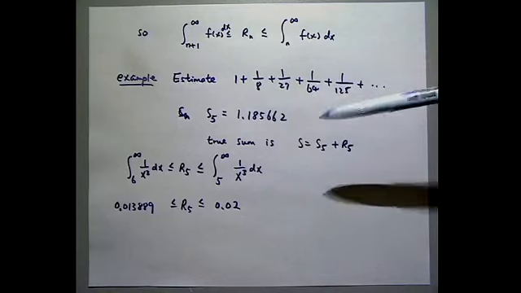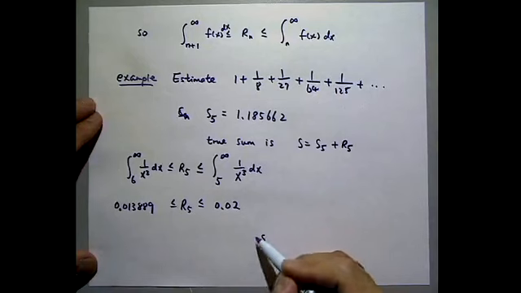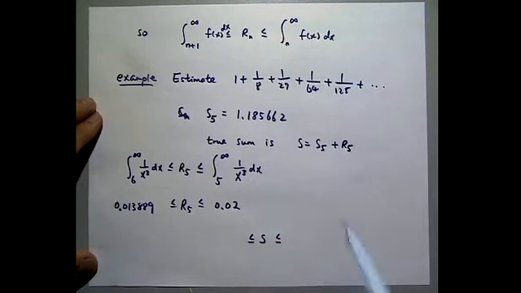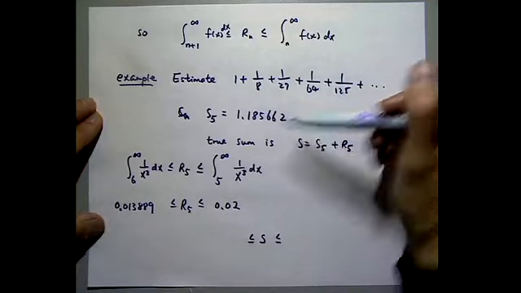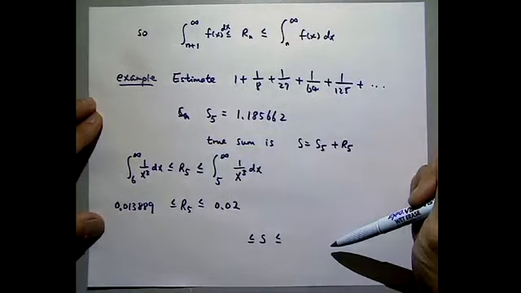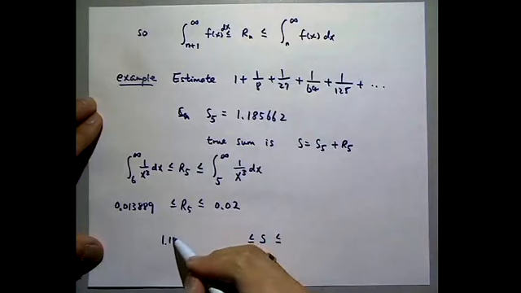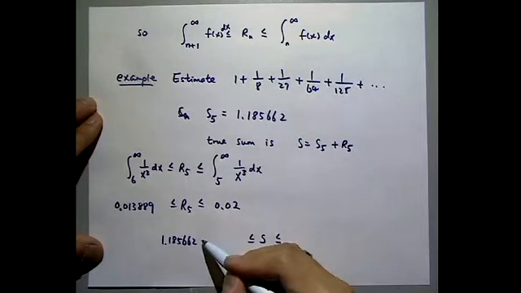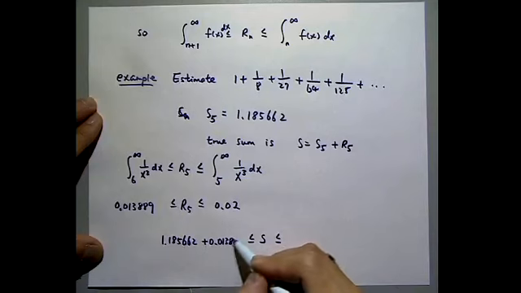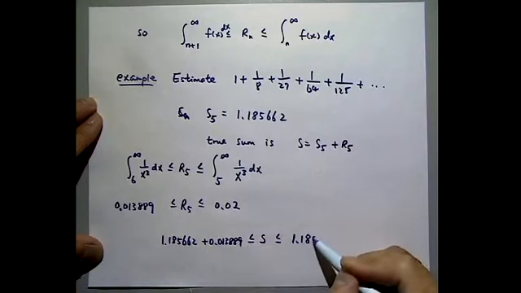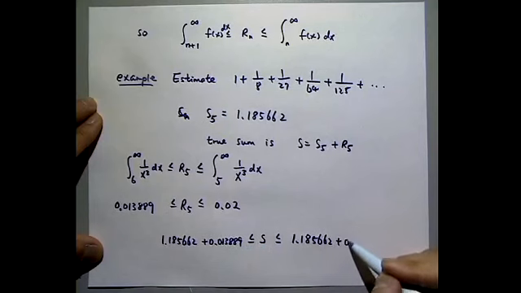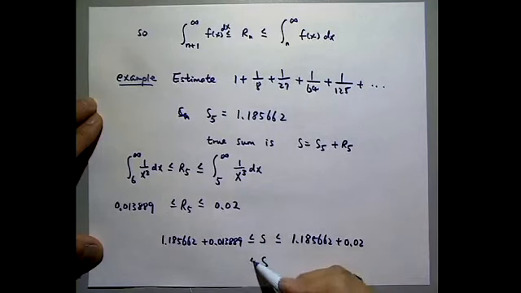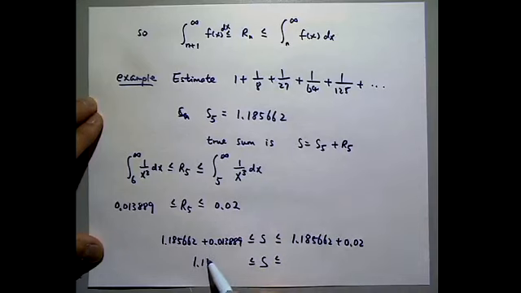So therefore, my sum must be between this plus that and this plus that, right? So that gives me the true sum of 1.199551 to 1.205662.